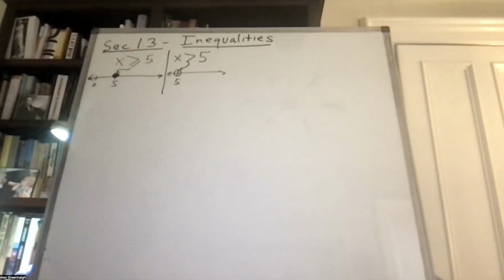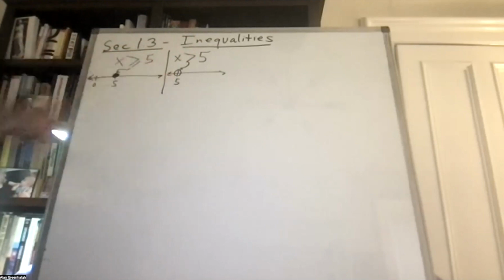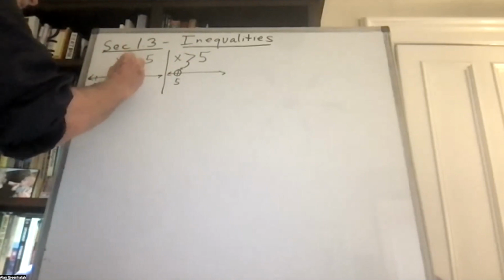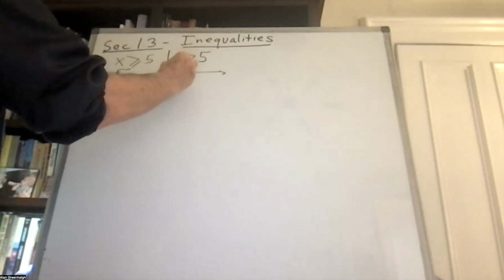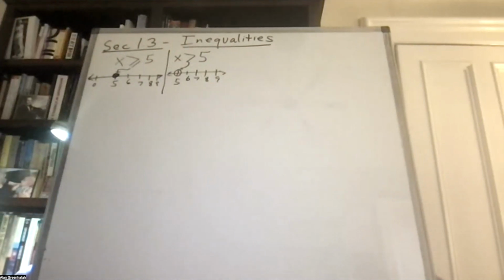Mathematicians try to be as succinct as possible. So one line serves the purpose. When there's a line underneath, it's a shaded in circle. When there's no line underneath, it's an open circle. And then it's going to be all these values, 6, 7, 8, 9, going in that direction. That's what it means. This is the inequality. This is the number line representation.